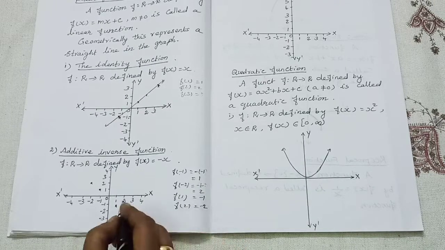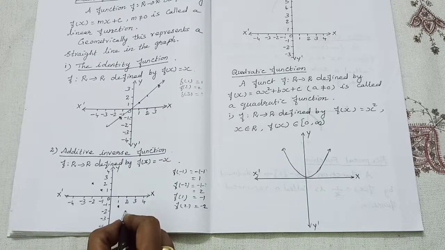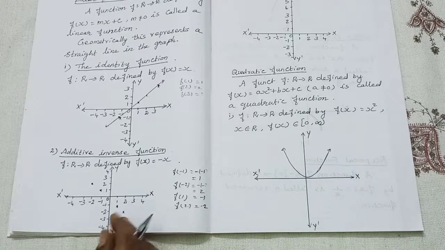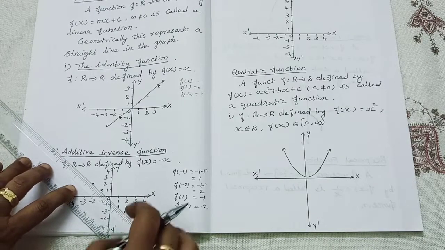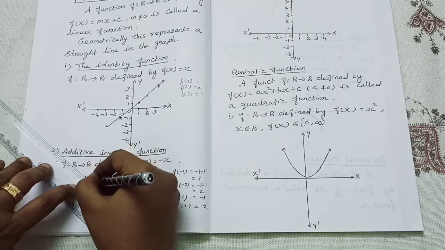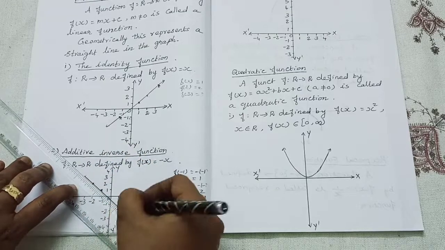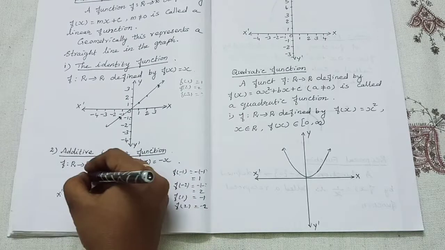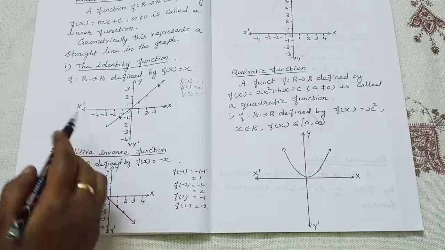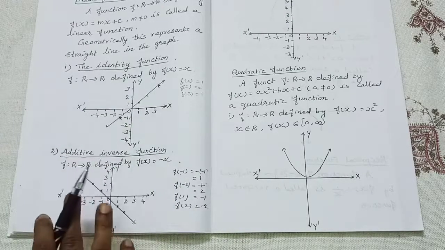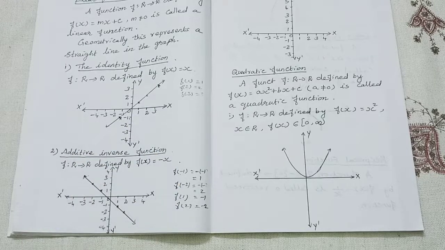Minus 2 we will get. Okay, y axis minus 2. So we have to join these points, and a straight line we will get. This is the linear function graph. It represents a straight line.